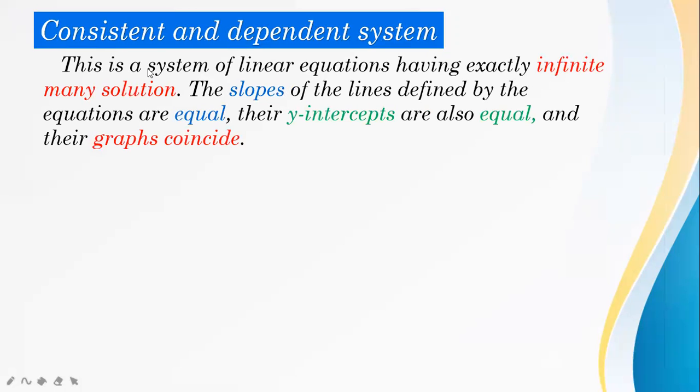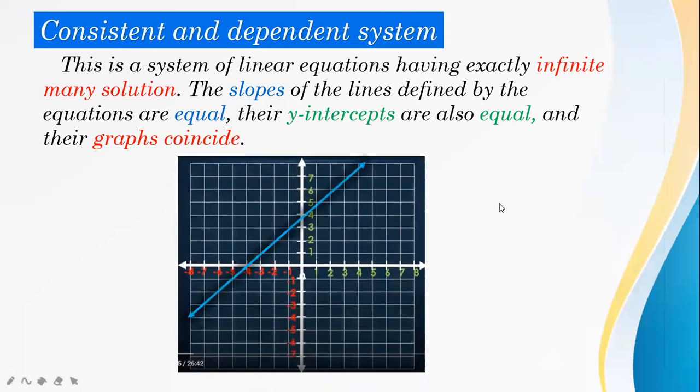Next one, we have consistent and dependent system. Kanina, consistent and independent system. But this time, we have consistent and dependent system. This is a system of linear equations having exactly infinitely many solutions. So kanina, yung independent, one solution. But this one is many solutions. The slopes of the lines defined by the equations are equal. So the slopes are equal and their y-intercepts are also equal. And their graphs coincide. So therefore, this will be your given graph.